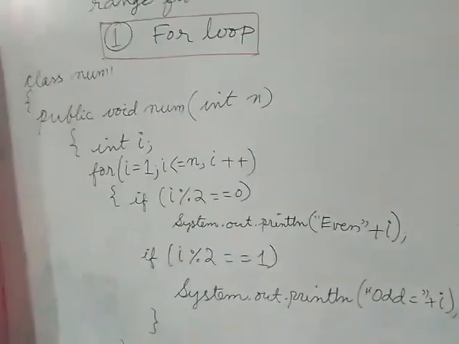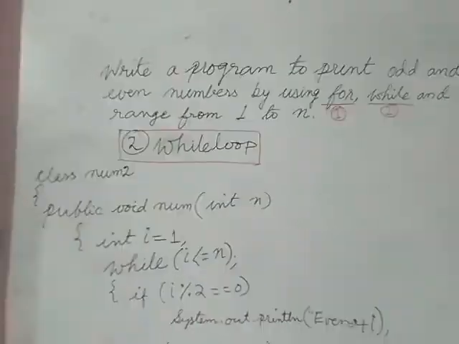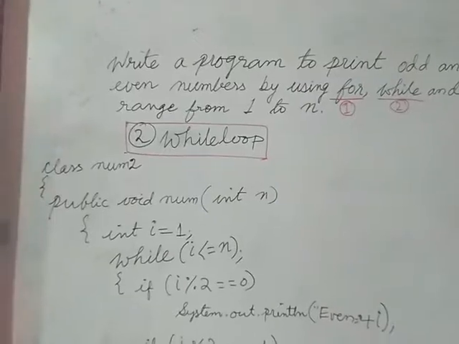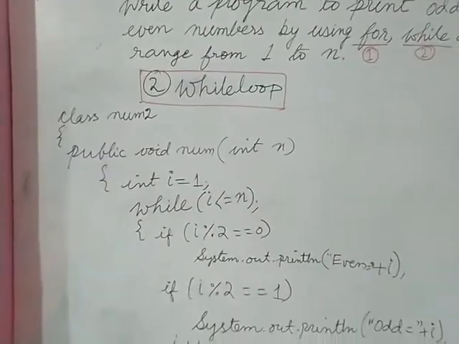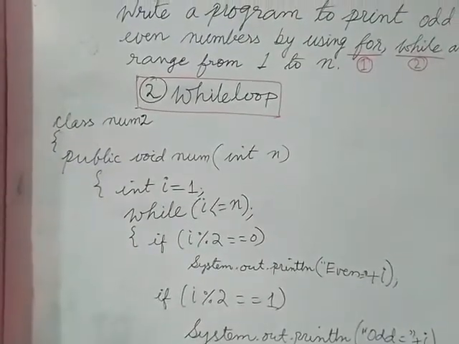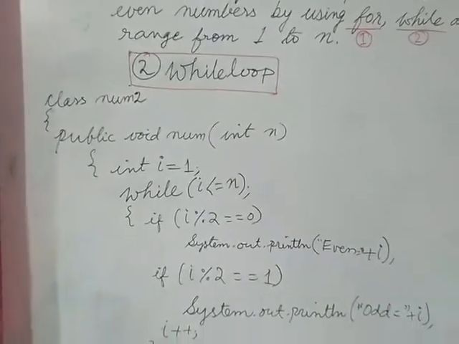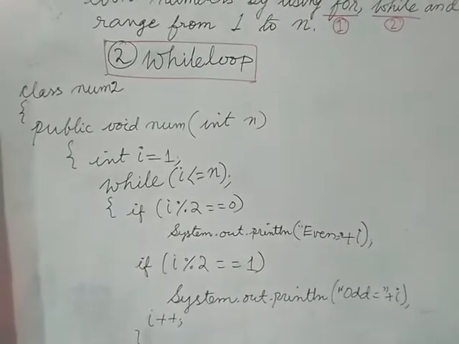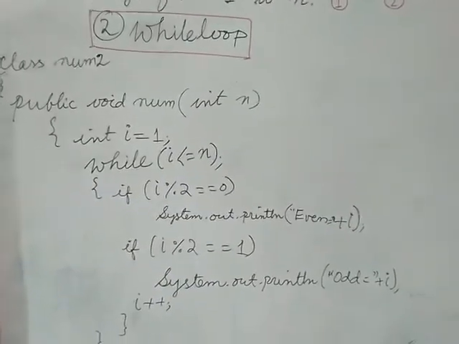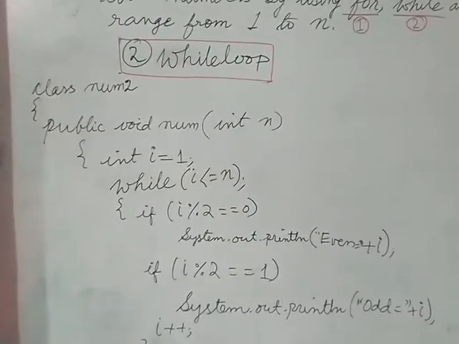Now, same program I will rewrite by using while loop. Let's check it. Now, all of you pay attention. The program is rewritten by using while loop only. Now you see where is the difference. So we are writing int I equal to 1, while I less than equal to n. Again we are following the same divisibility rule to check a number is even or odd. And the increment. So all of you pay attention to the increment done.